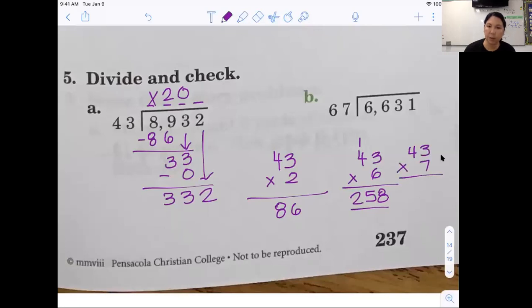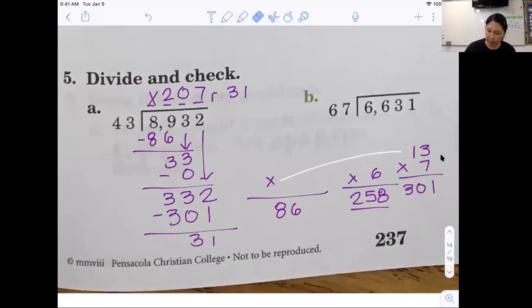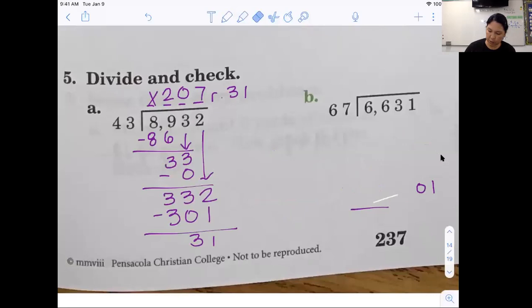43 times 7. 7 times 3 is 21. 7 times 4 is 28, 29, 30. Ooh, that's much closer. 301. So let's put that underneath. And that was 7. Subtract, what do I get? 31. So 207 remainder 31. Guys, I'm going to erase my scratch paper here so I don't have such a mess.